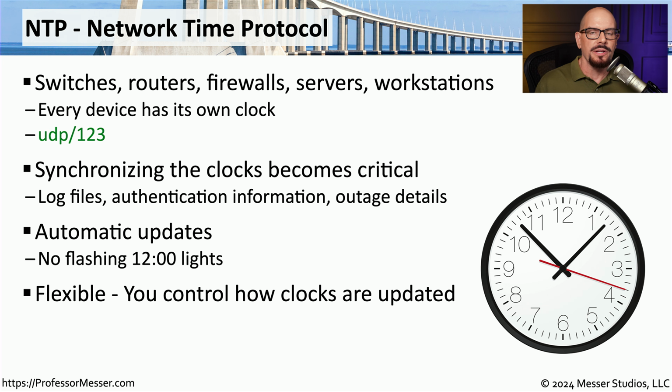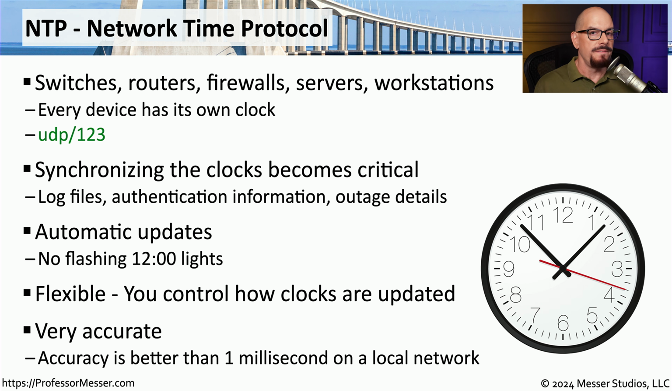You might also be able to configure this process. Maybe you'd like a device to update its clock every hour, or maybe simply updating once a day is sufficient. This is also a very accurate way to keep these clocks in synchronization. And usually we get about a 1 millisecond difference between devices that are all on the same network. This provides a level of granularity that's sufficient for most applications, and it's something that occurs automatically using UDP port 123 and the Network Time Protocol.